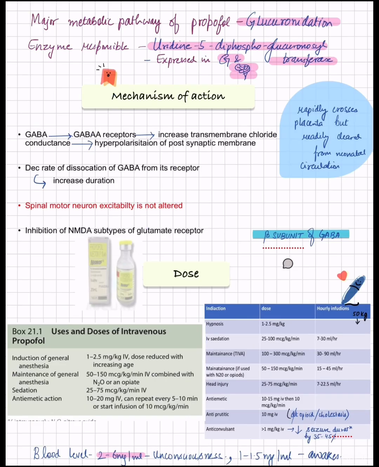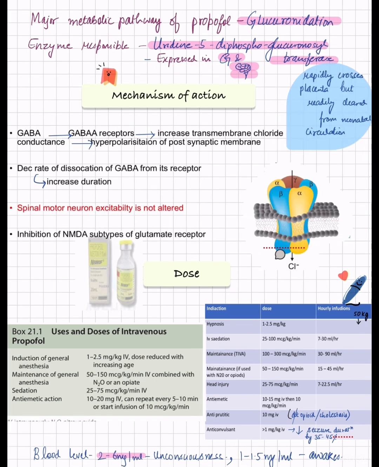Coming to major pathway of metabolism of propofol is glucuronidation, and enzyme responsible is uridine 5-diphospho-glucuronosyl transferase. If you can remember, it will be good. It is expressed in kidney and brain. Coming to mechanism of action, it acts on GABA receptors. What is GABA? GABA neurotransmitters are actually major inhibitory neurotransmitters.